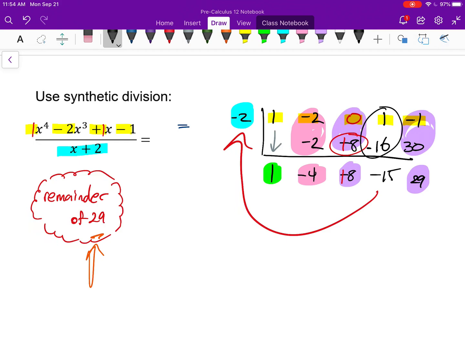So I already said this last number is the remainder. So what's this? That's my quotient.